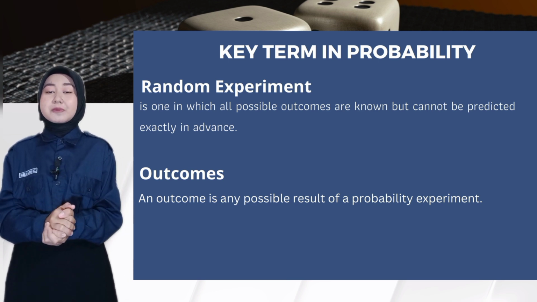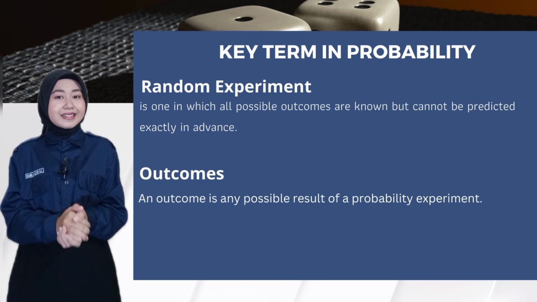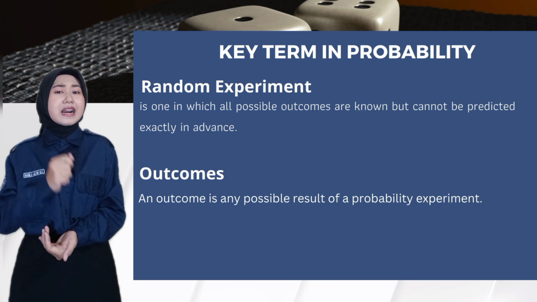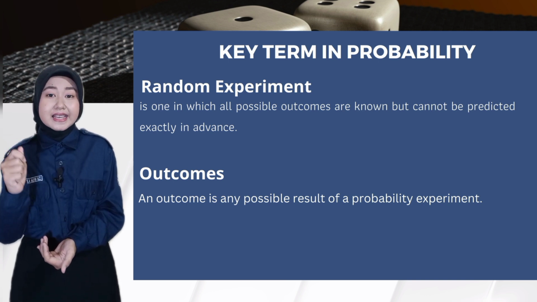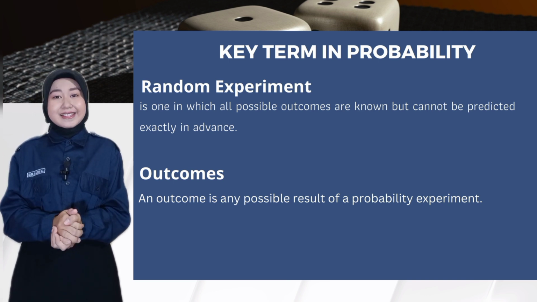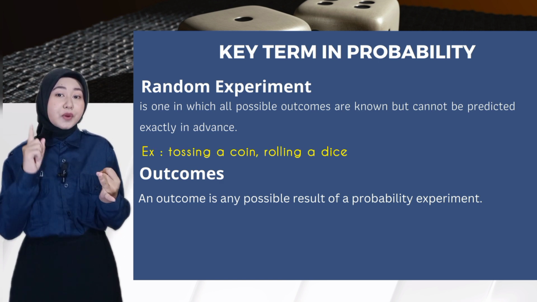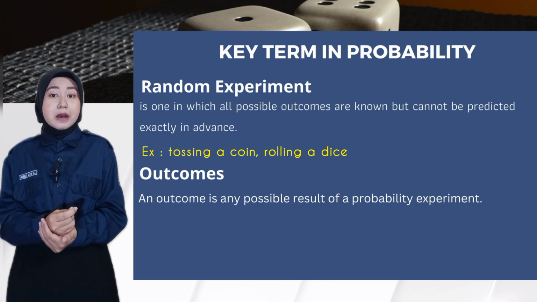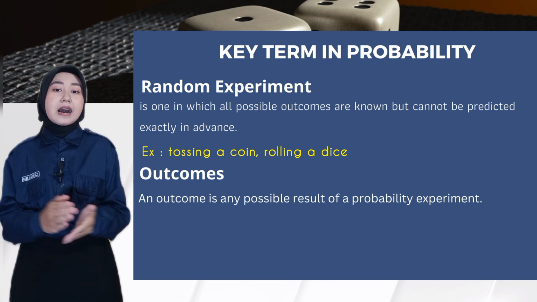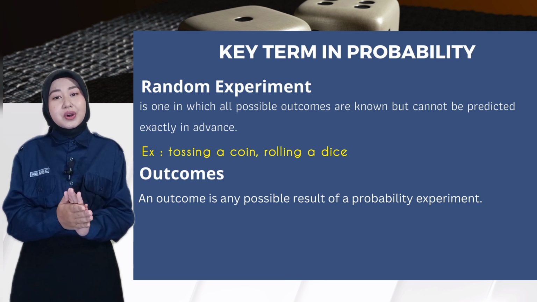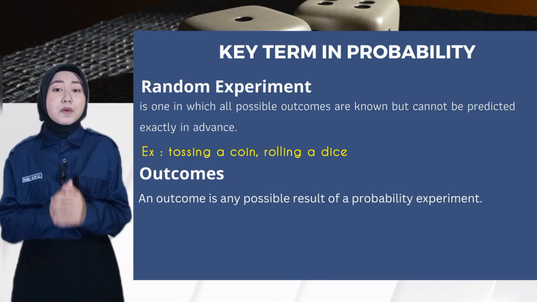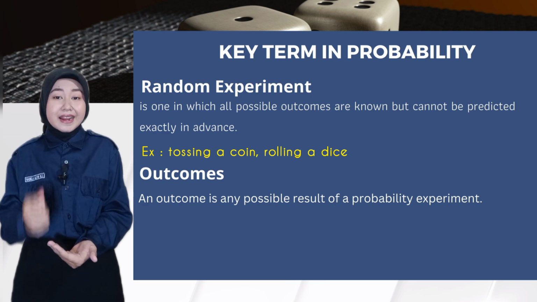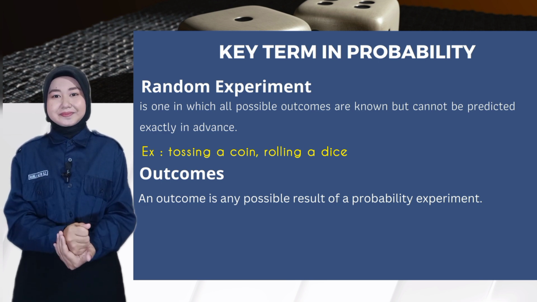The first is random experiment. What is a random experiment? A random experiment is one in which all possible outcomes are known but cannot be predicted exactly in advance. For example, when we toss a coin, we know the possible outcomes, but we cannot predict the outcome. And also, when we roll a dice, we know the possible outcomes, but we cannot predict the outcome.